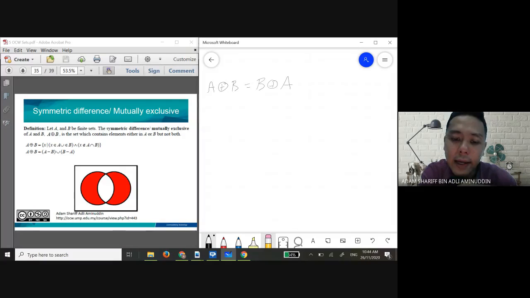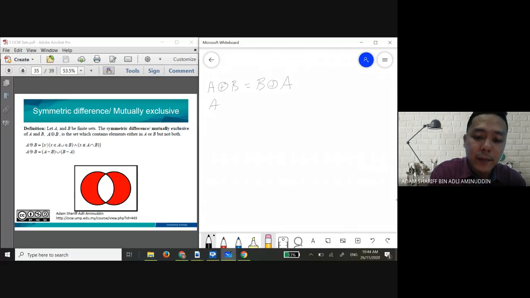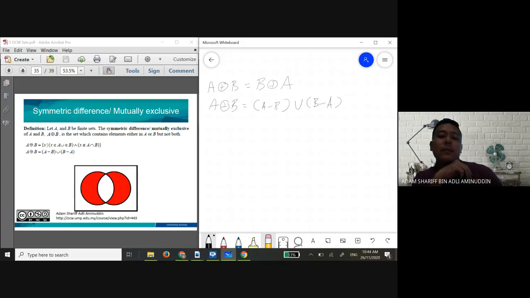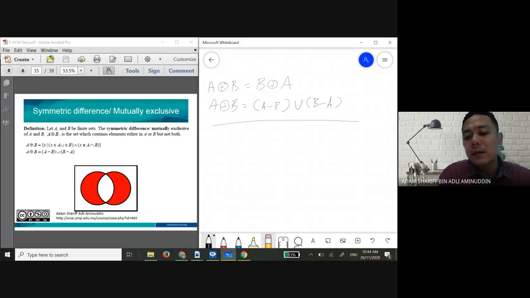It is both direction. A minus B, macam kamu orang tengok tadi, A minus B is not equal to B minus A for that particular example. But for this case, A mutually exclusive B is actually equal to B mutually exclusive A. Because A mutually exclusive B, it happens in both ways. A minus B union with B minus A. Alright. So you manage to find A minus B first, and then you need to find B minus A, you union with them.